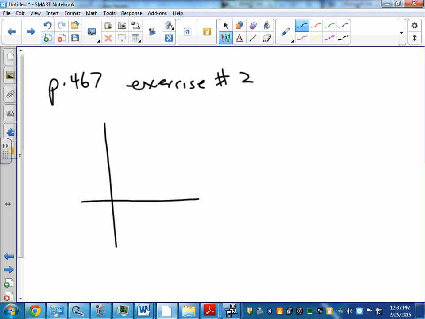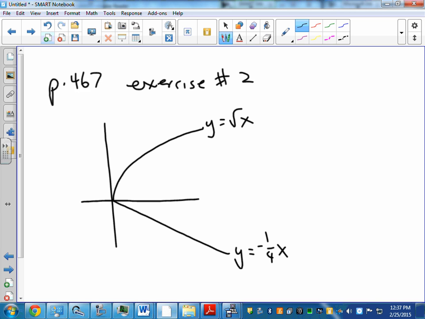So we have the square root curve, y is equal to the square root of x. And we have the line, which is y is equal to minus 1/4 x. And they meet at the origin. And then we have a vertical line at 4. 1, 2, 3, 4. So we have this right here.